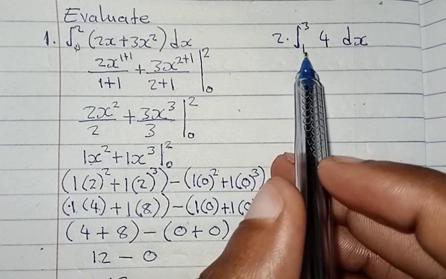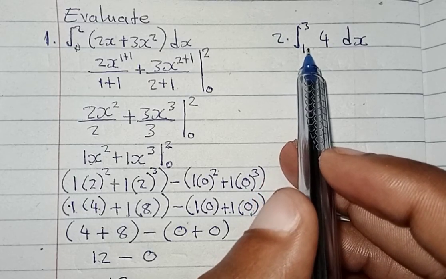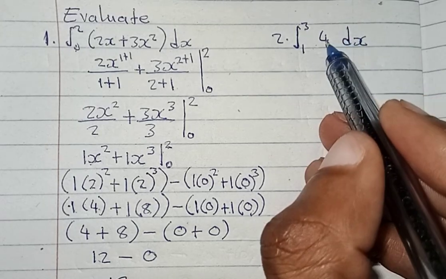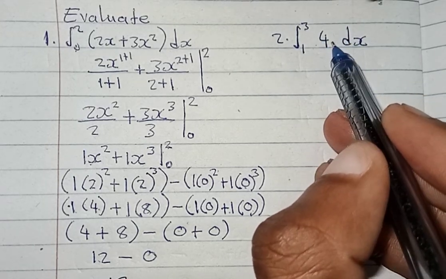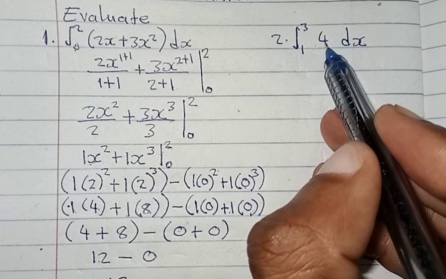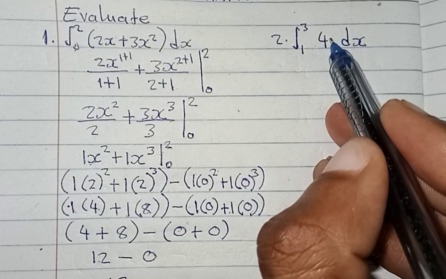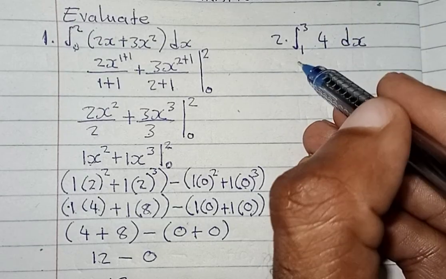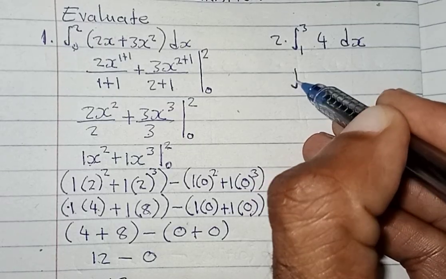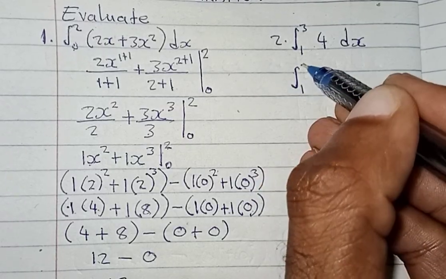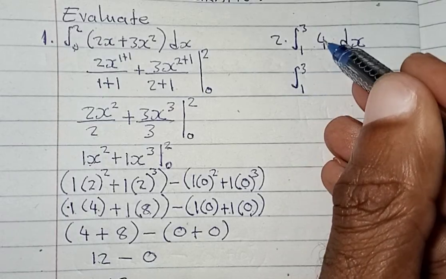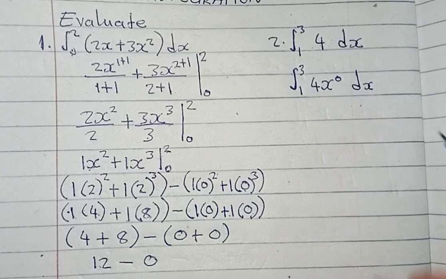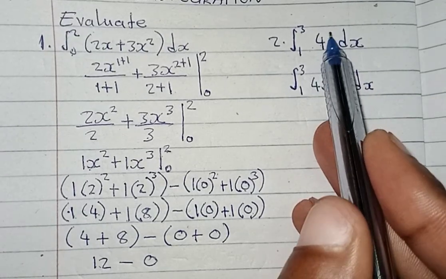The second one, we have the integral, and we're evaluating between 1 and 3 of 4 dx with respect to x. So whenever you're given a constant number, a number which doesn't have a variable, we are supposed to introduce that variable. So this 4 has an x, but that x is raised to the power 0. So we are supposed to show it so that we see exactly what we're doing. So we have 1 to 3, then this 4 can also be written as 4x to the power 0 dx, like that.